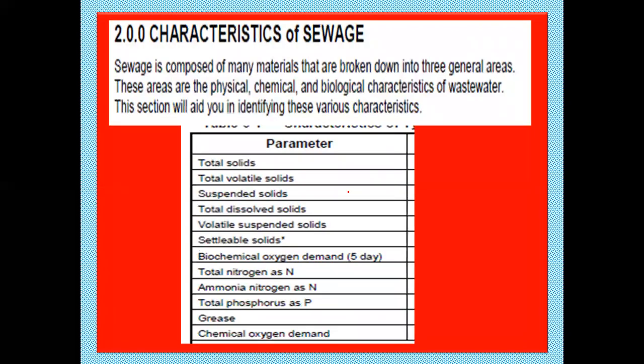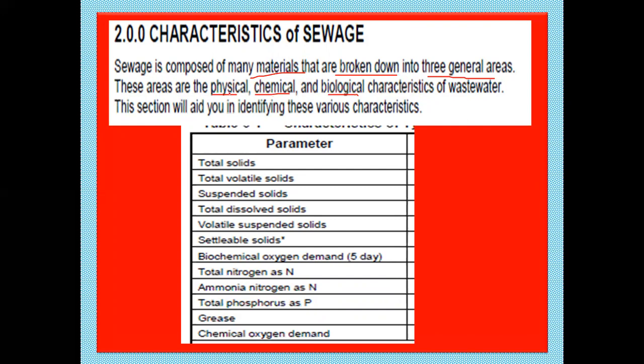Next. So what are the characteristics of sewage? Sewage is composed of many materials that are broken down into 3 general areas. Generally it is broken down into 3 stages. What is the first stage? The first area is physical, chemical, and biological characteristics. So every time we are discussing the environmental engineering subject, also from unit 2 onwards, the physical stage, chemical stage, and biological area.